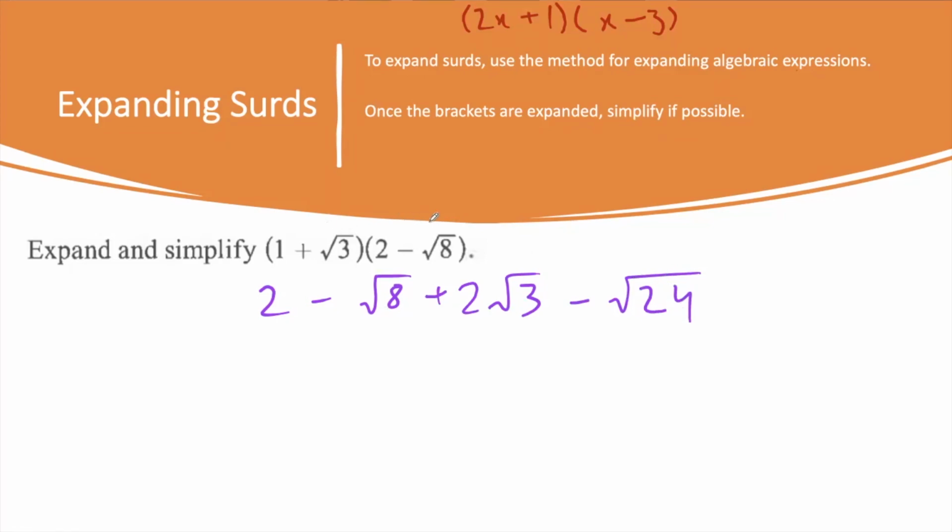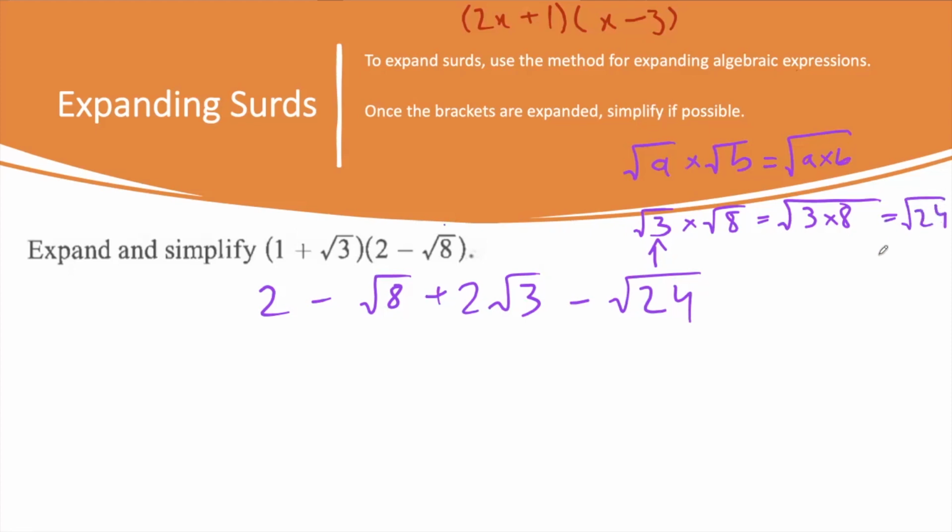And this is actually using the law of multiplication of surds. So we have root 3 times root 8, and you can bring both of them into one bracket. That was the law that we learned earlier. If you have root a times root b, that would be equal to root of a times b. So root of 3 times 8 is root of 24.